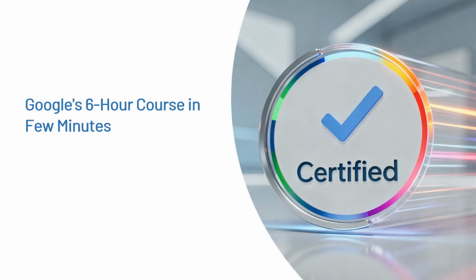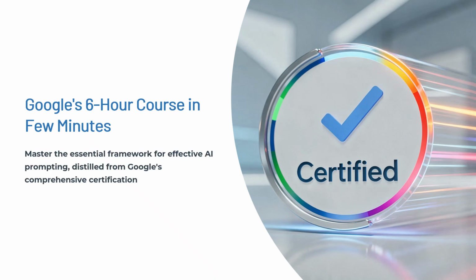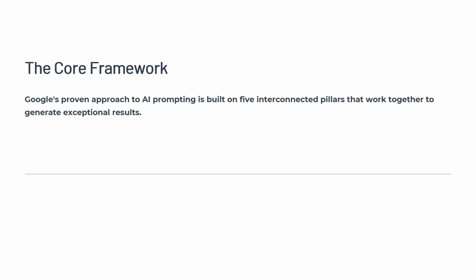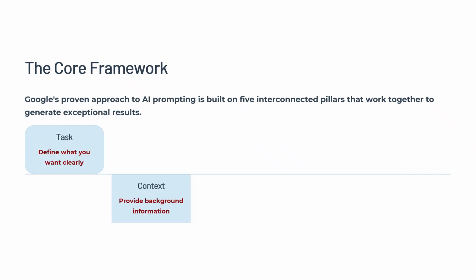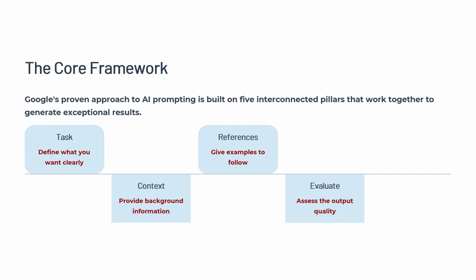Hello, I just finished Google's intensive 6-hour prompt engineering course and it is hands down the best AI training available. I am saving you the time by packing every essential tactic into this guide so you can master the system in minutes. Google structures their entire framework around 5 core principles: task, context, references, evaluate, and iterate. Let us break down how to use them.